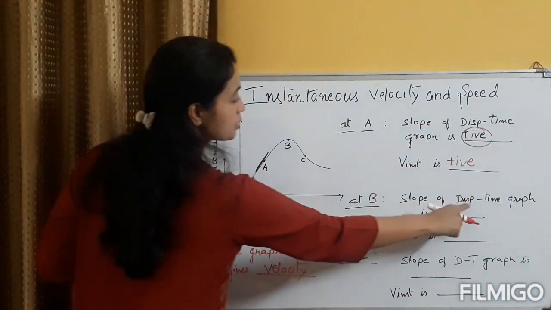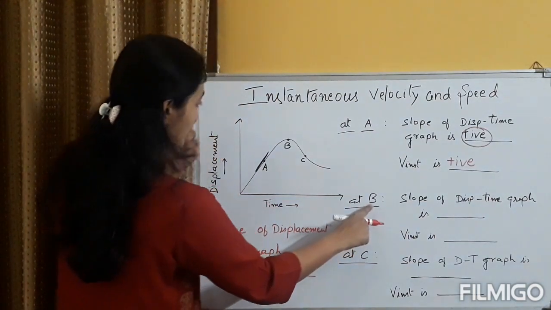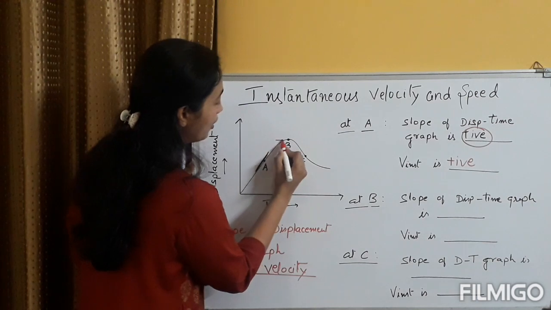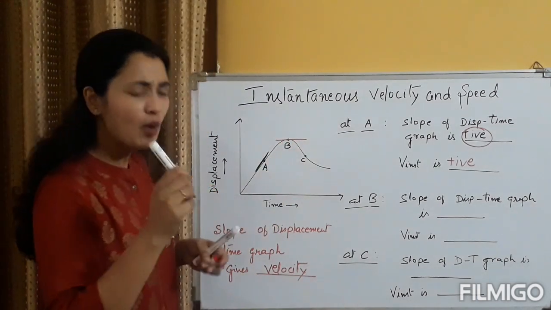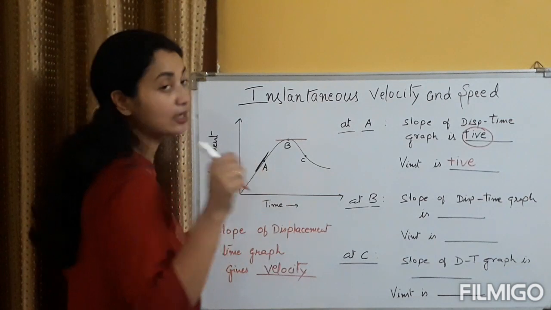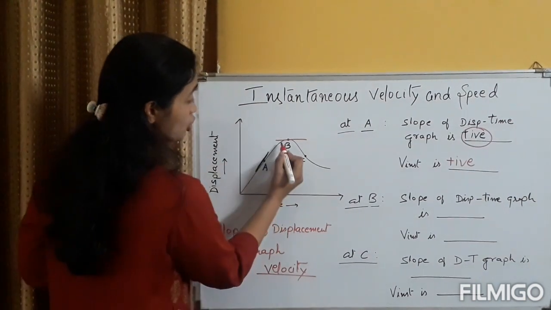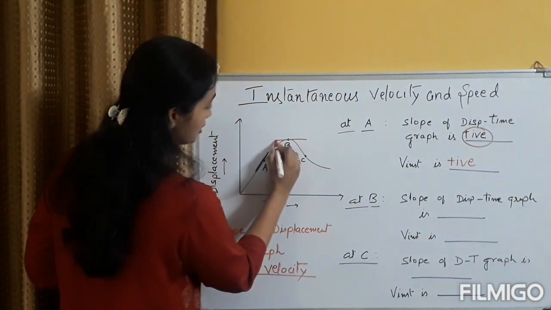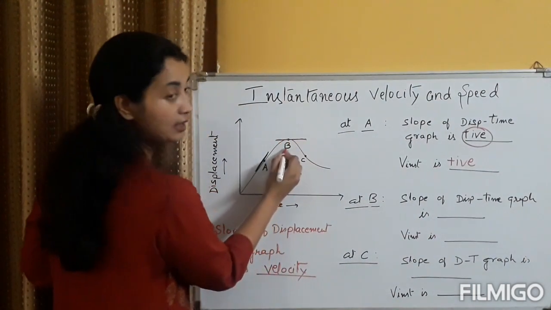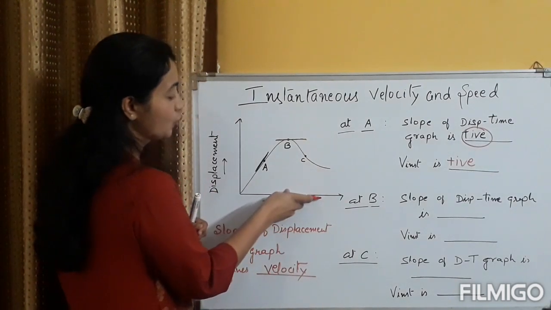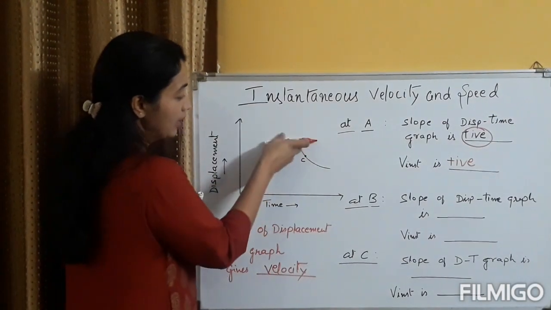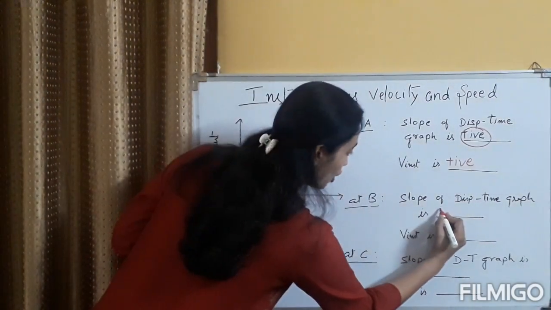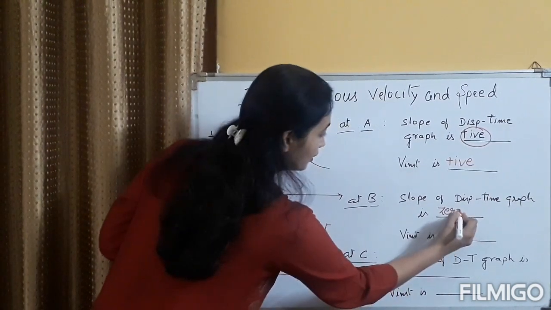Then the slope of the displacement time graph at the point B. What can you say about the slope here? How are we getting the slopes? We are drawing the tangents at those points. Can you see the tangent at the point B is almost parallel to the time axis? So the slope being parallel to the time axis, you say that the slope is 0.